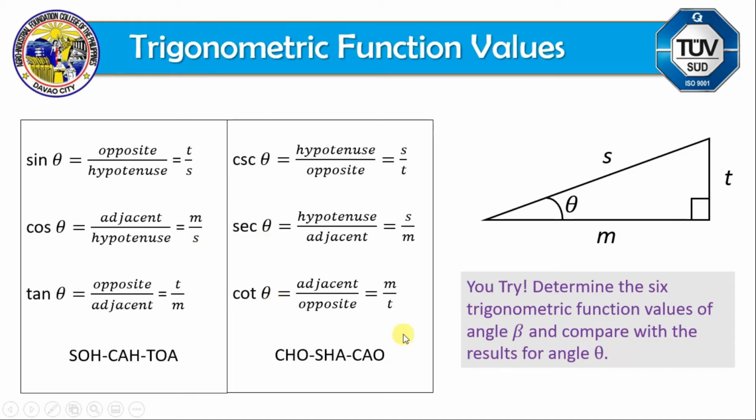Now, for this challenge, what if we have this angle? We call this angle beta. What are the 6 trigonometric functions of this angle? And then you compare it with the results for the 6 trigonometric functions of angle theta. So you do that. Let's see if you can get the relationship between the two.